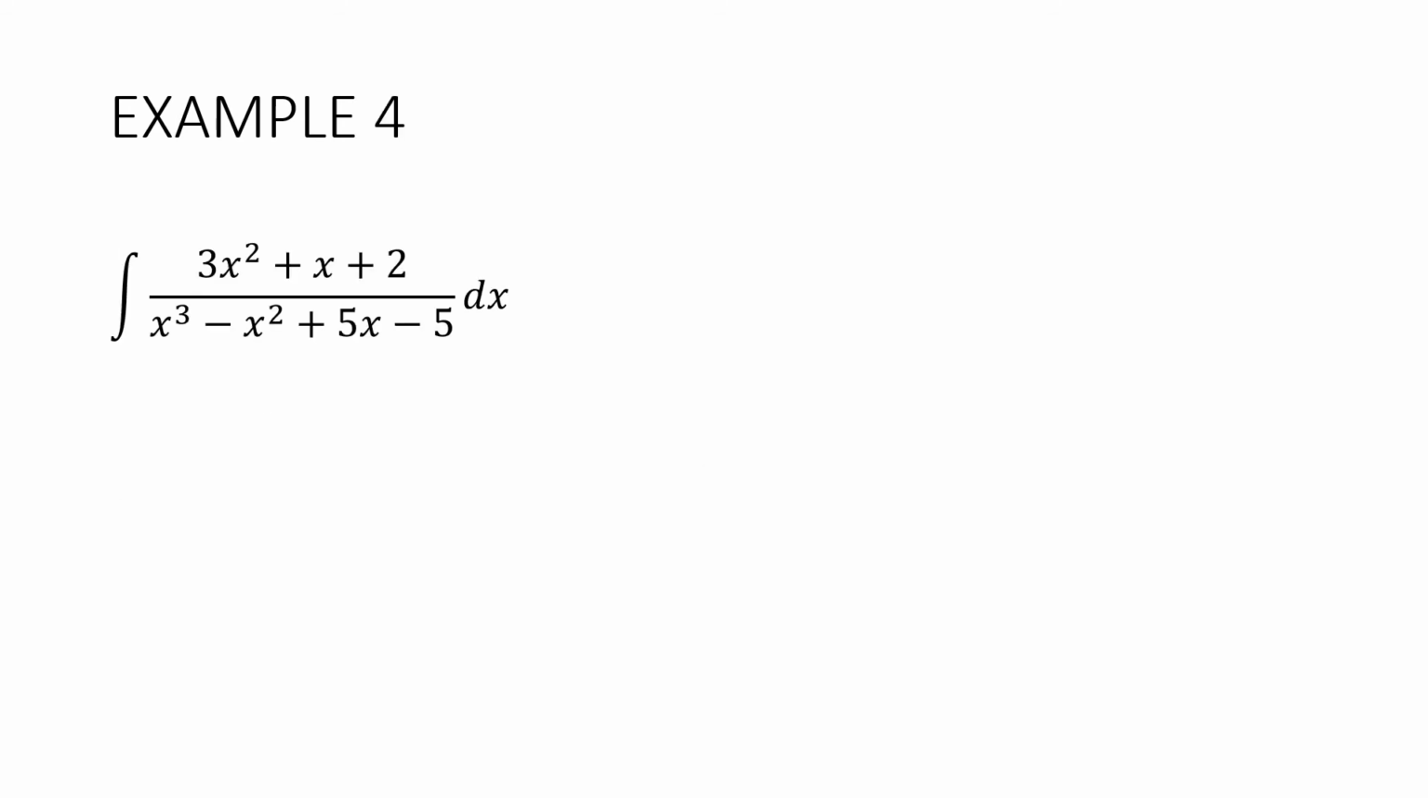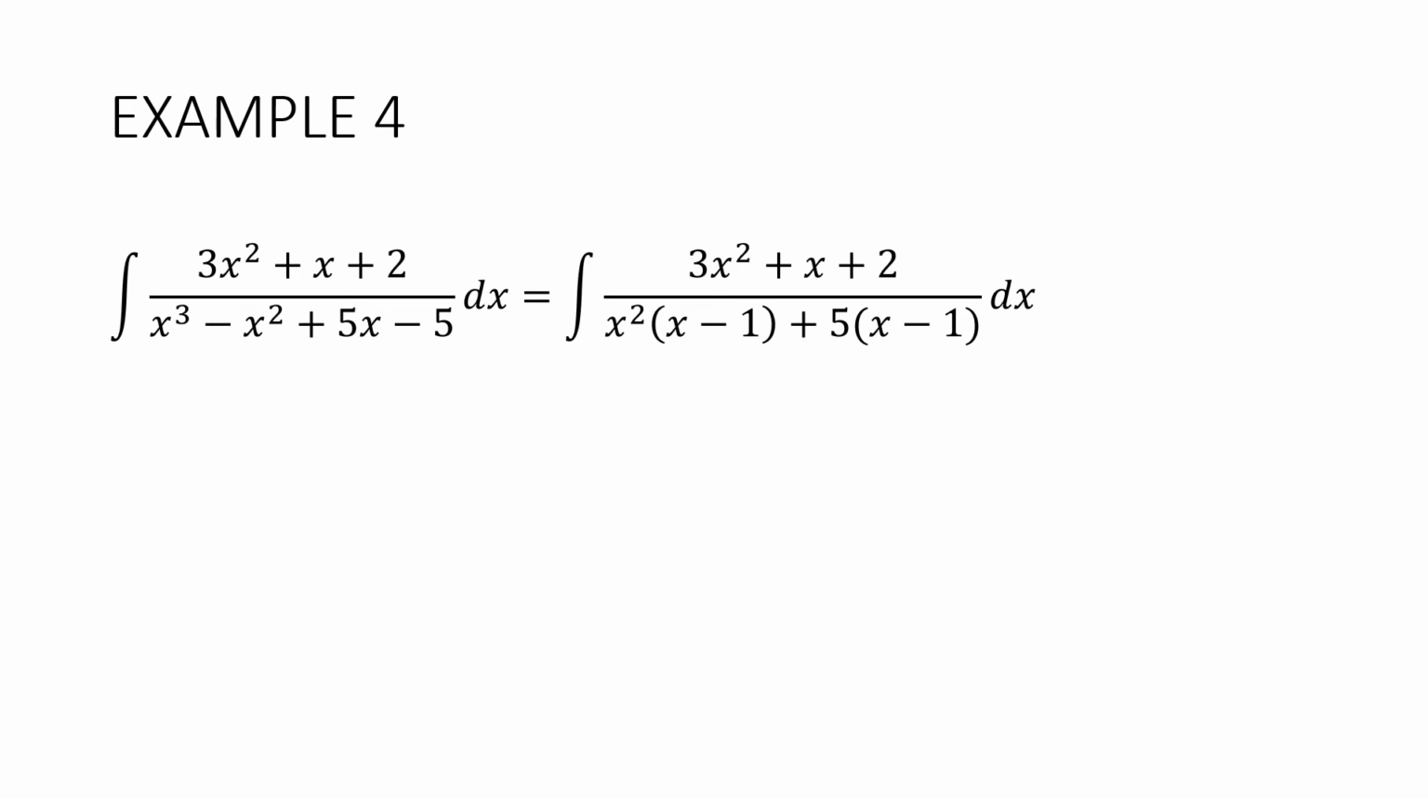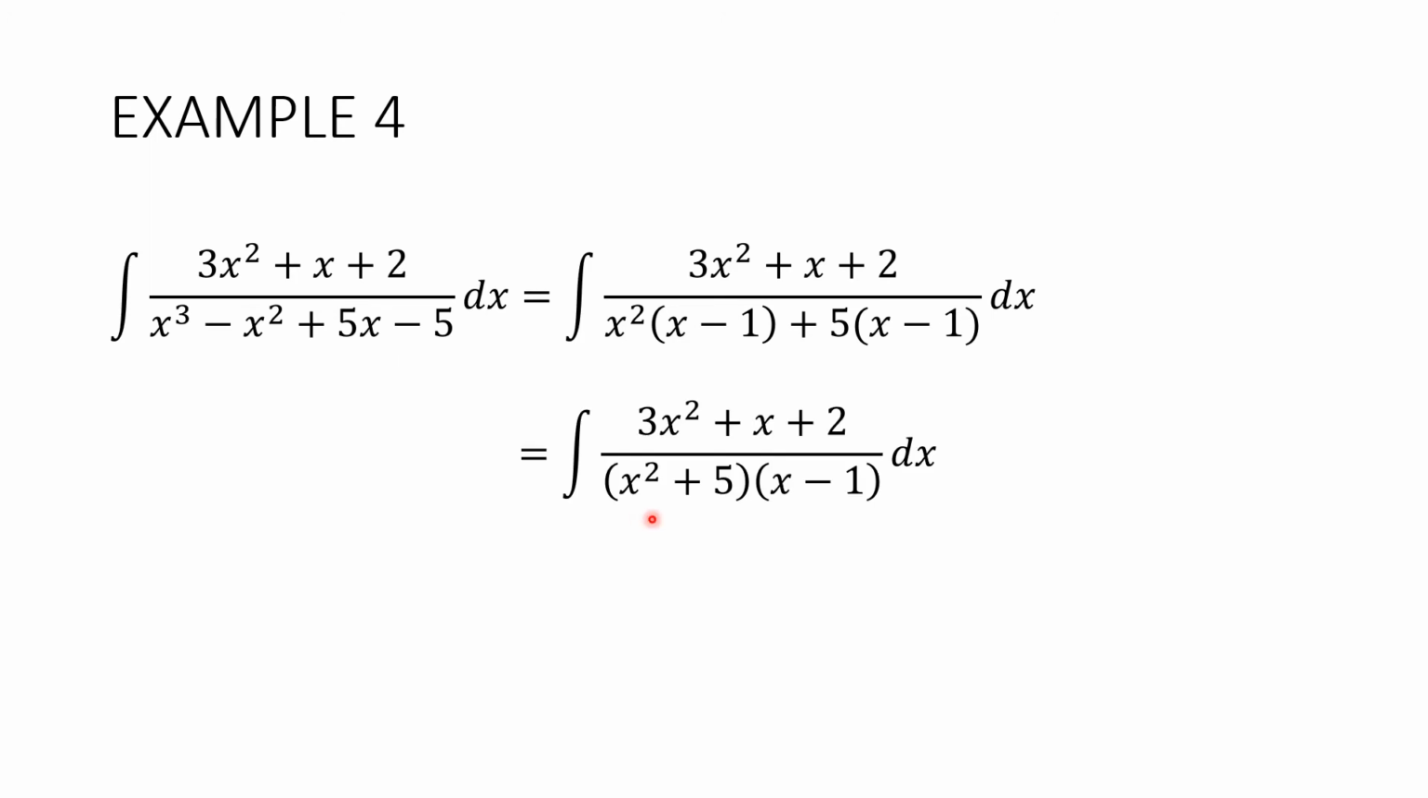Here's example 4. Now, sometimes the denominator will not be factorized, and you're going to have to do that first. This one looks like it's going to be difficult, but it's actually not. I can see that if I factorize the first two terms, I get x minus 1. And if I factorize the last two terms, I also get x minus 1, so I get a common linear factor. So fully factorized, I end up with x squared plus 5, and then x minus 1, and we're ready to split that into two separate fractions.